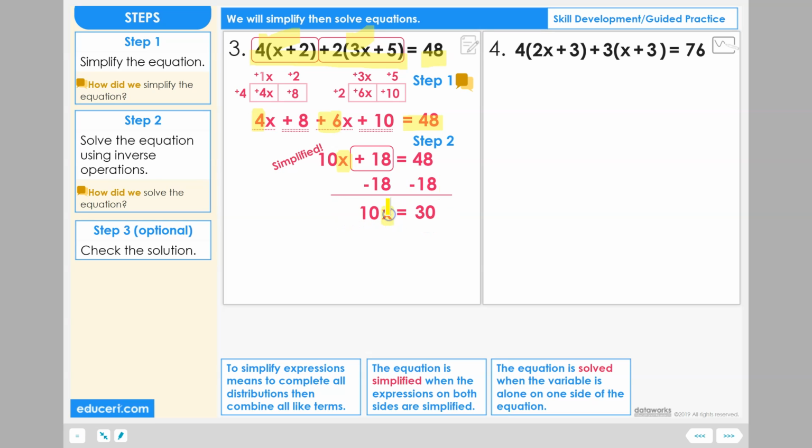Our x is still not alone yet because we are also multiplying x times 10. So to undo that, the inverse operation is to divide both sides by 10. 10x divided by 10 equals 1x, or just x, equals 30 divided by 10 equals 3. So x equals 3 is now our solved equation. This is the value that if we put it in for the x's, it will make this equation completely true. How did we solve the equation?